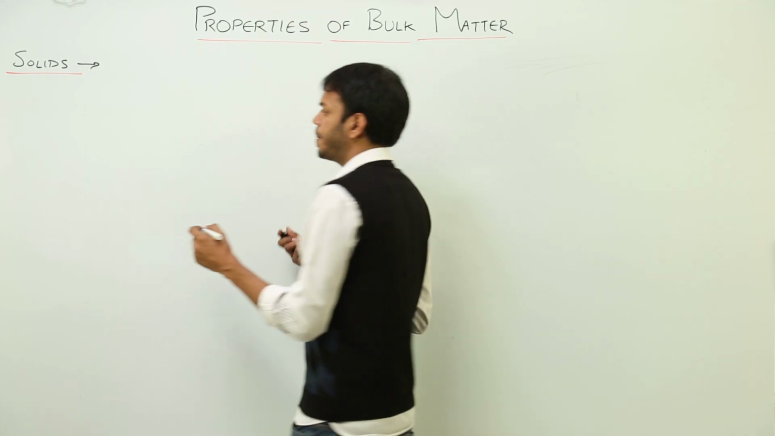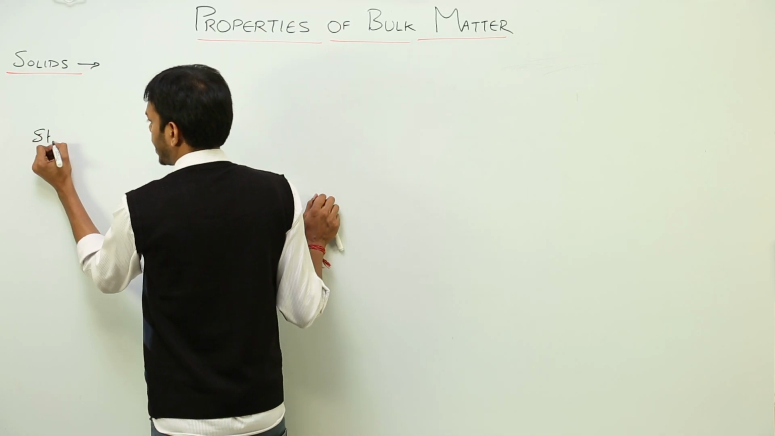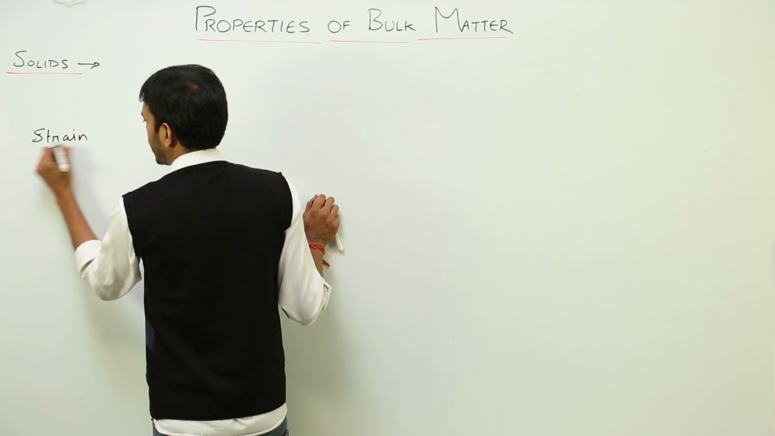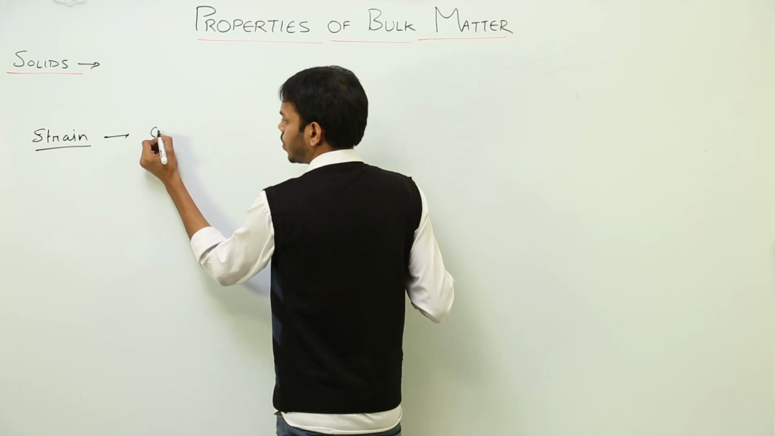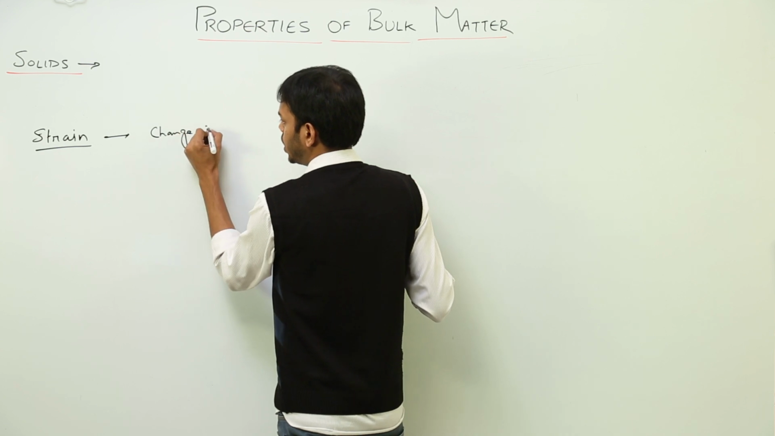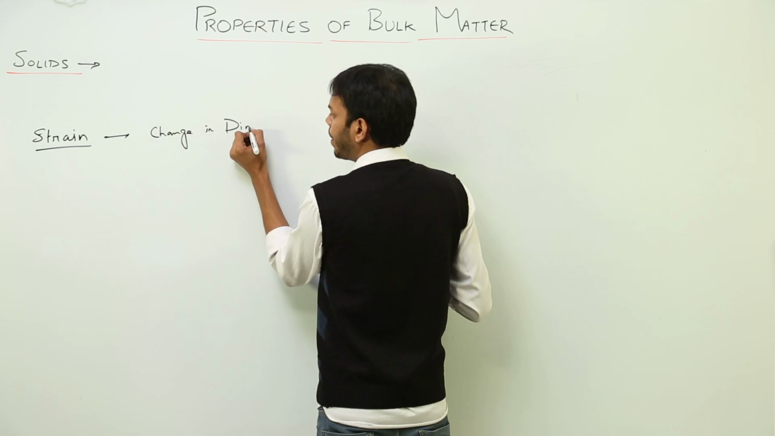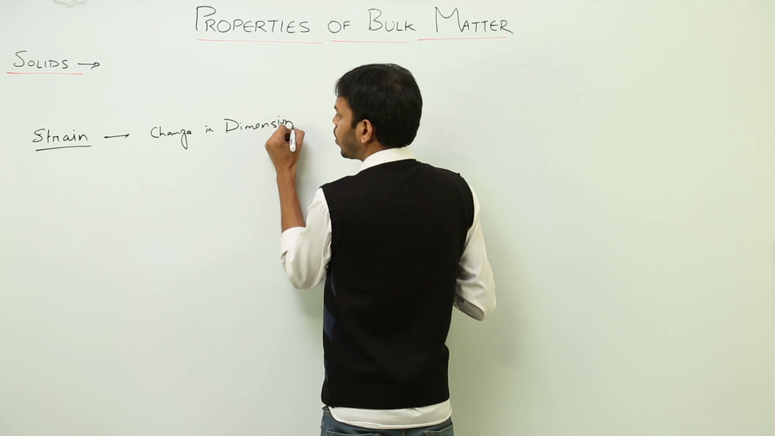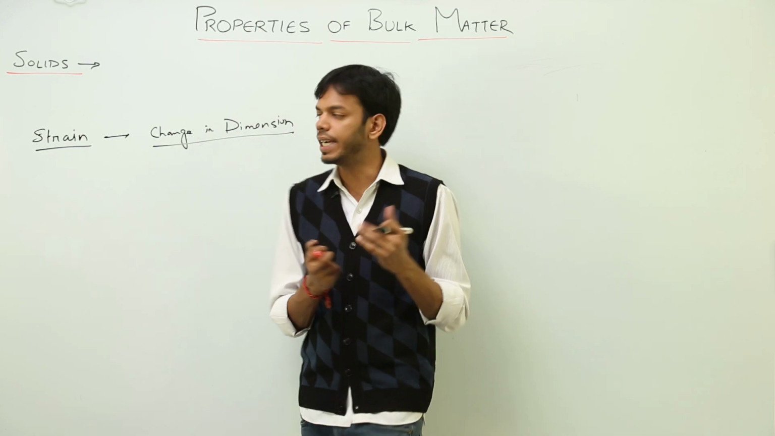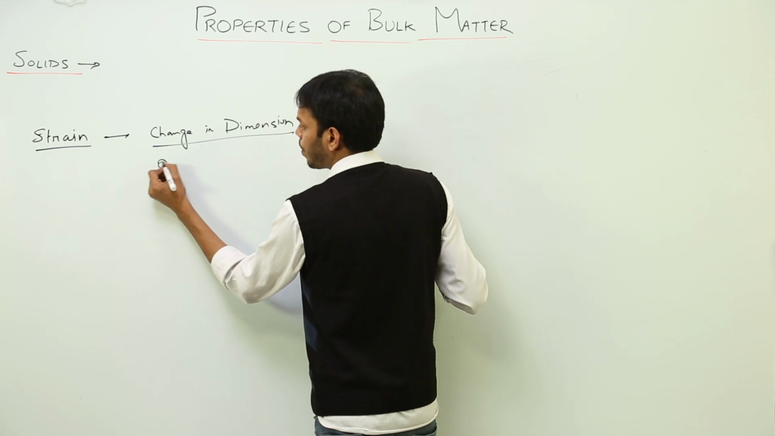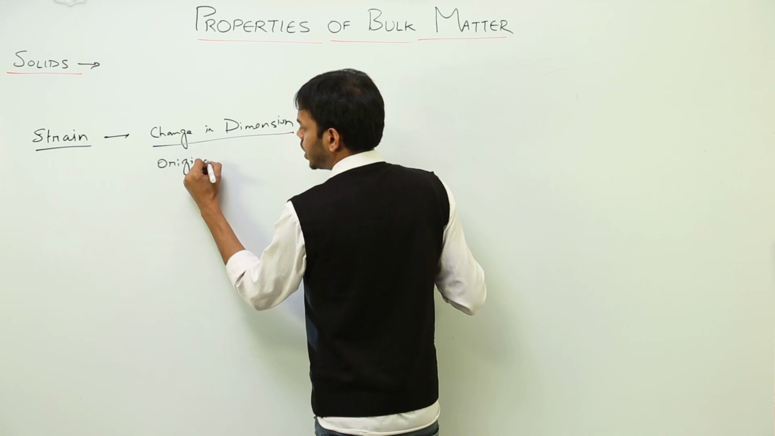Now strain is simple. Strain means change in dimension upon original dimension. So change in dimension. What do you mean by dimension? Dimension of an object is not that dimension MLT, it is the dimension in terms of length, breadth and height. Okay, so this is change in dimension upon original dimension.